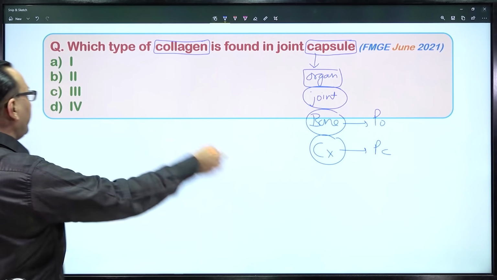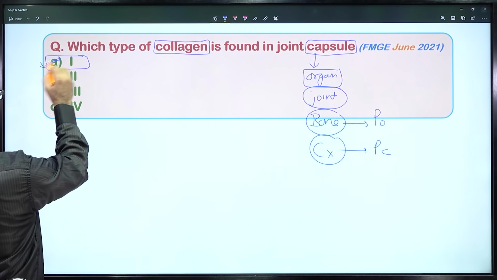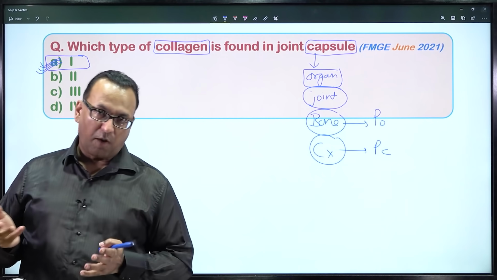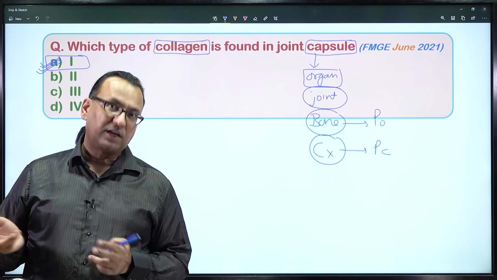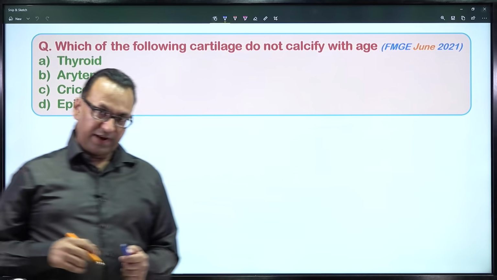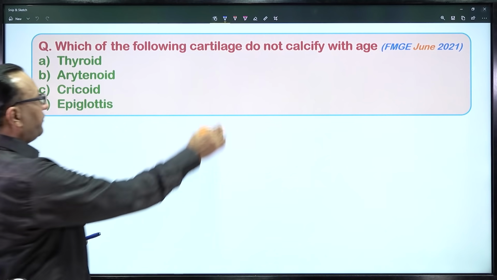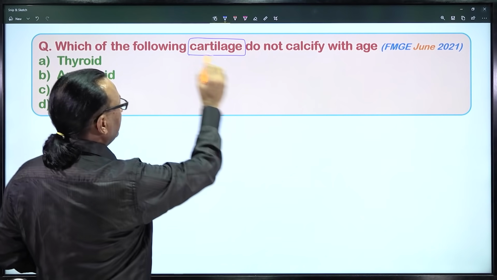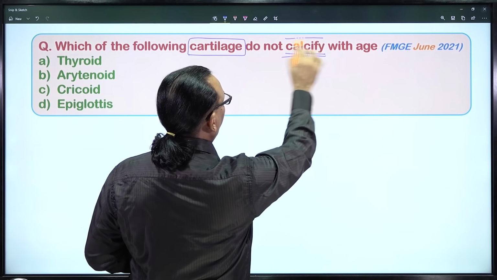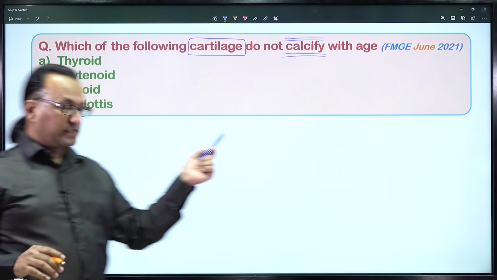That is the type 1 collagen. Choice number A is the answer. And then let us talk about the three types of cartilages and their calcification. This is the question we have got. It is asking which of the following cartilage is not undergoing calcification with age, and giving you some examples of the larynx cartilage.